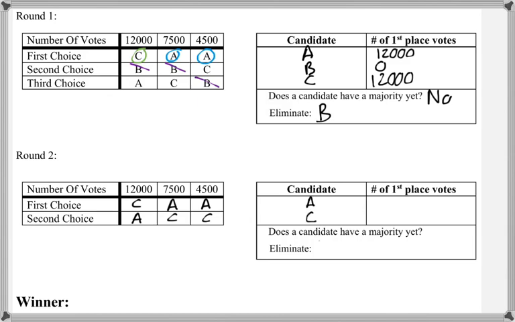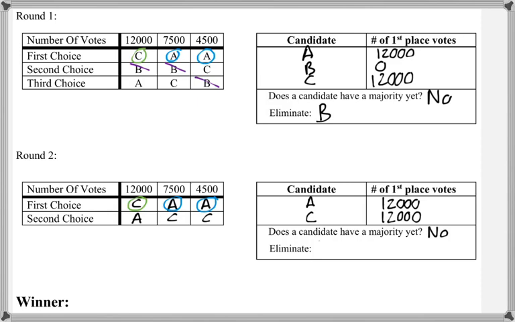and Aisha is getting the same, 12,000 first place votes, and Sierra is getting the same, 12,000 first place votes. So does a candidate have a majority yet? Well, you need 12,001, so no.